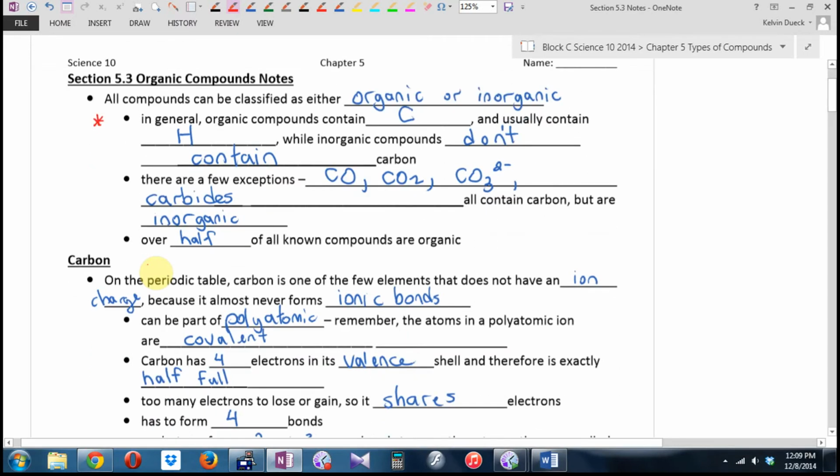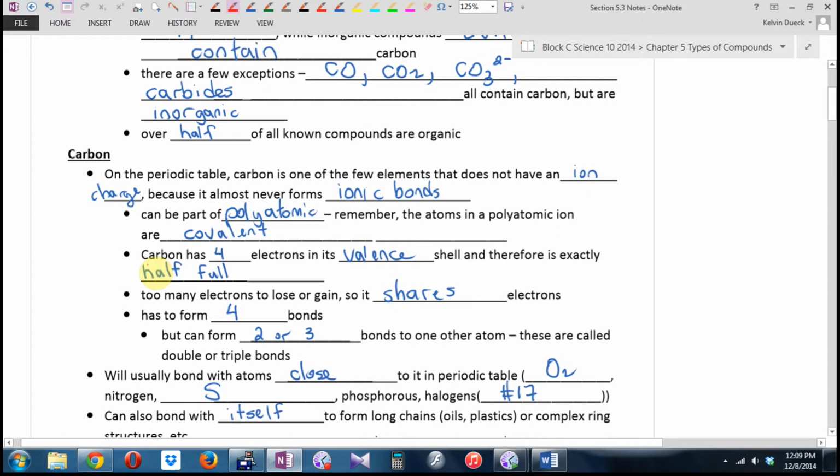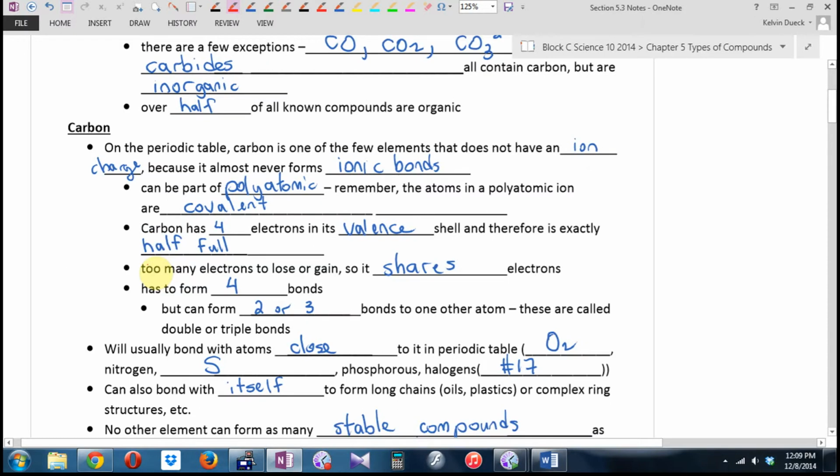Over half of all known compounds are organic. We talked about carbon. We said one of the nice things with carbon is it requires 4 bonds, and so almost always it will bond covalently, which is why it doesn't have an ion charge on your periodic table. It almost never forms ionic bonds. It can, but basically never.